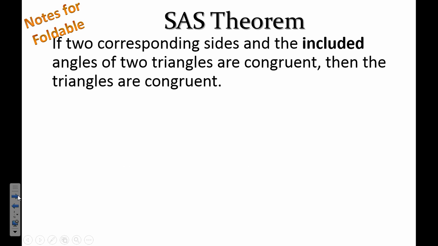So in the top of your foldable, this is what we write down. The side angle side theorem says that if 2 corresponding sides and the included angles of 2 triangles are congruent, then those triangles will be congruent. Okay. Right here. If 2 corresponding sides and the included angles of 2 triangles are congruent, then the triangles are congruent.